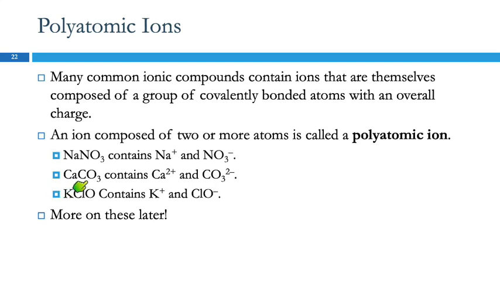There's calcium carbonate. The calcium is one ion, and the CO3 is the other. We're not going to have the Ca and the C be together. It's always going to be the metal and everything else. Okay? KClO, again, the metal and then everything else. And we're going to talk more about those polyatomic ions soon.